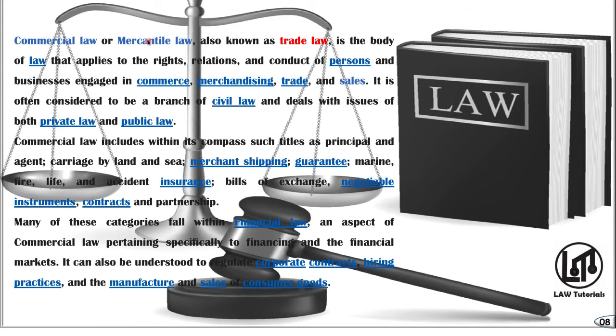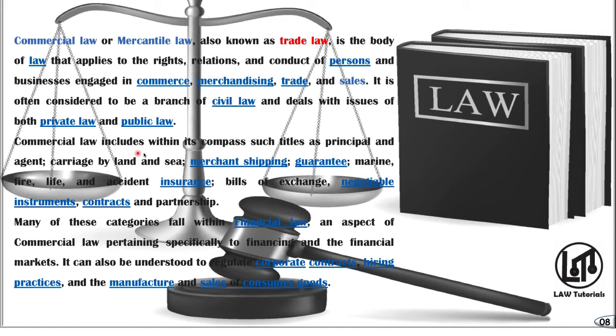Commercial law or mercantile law. Let's look at commercial law or mercantile law, also known as trade law, is a body of law that applies to the rights, relations, and the conduct of persons and businesses engaged in commerce, merchandising, trade, and sales. It is often considered to be a branch of civil law and deals with issues of both private and public law.